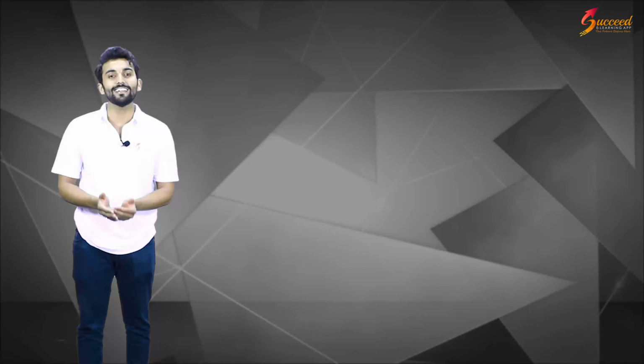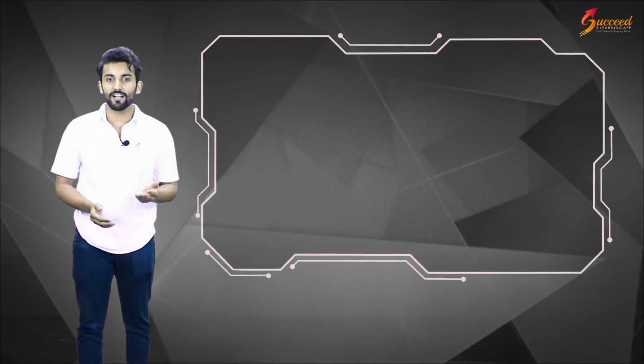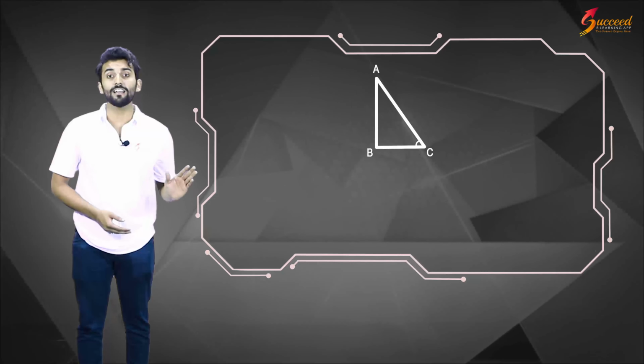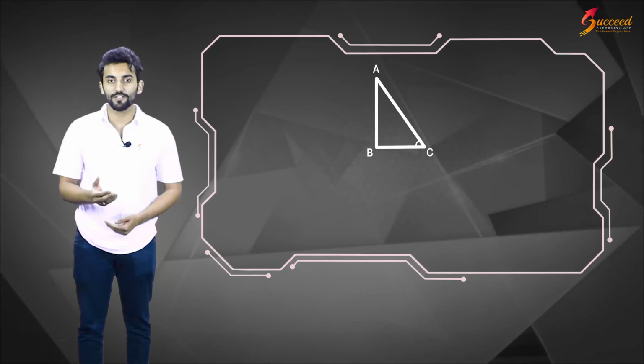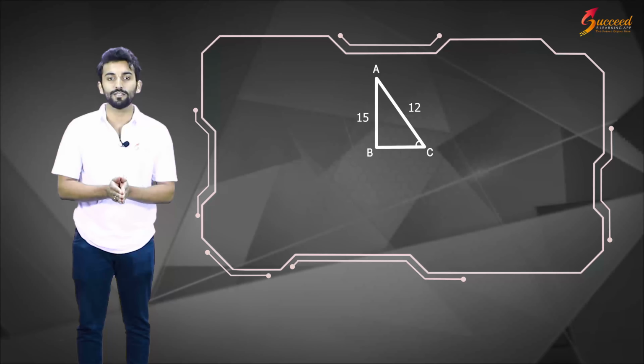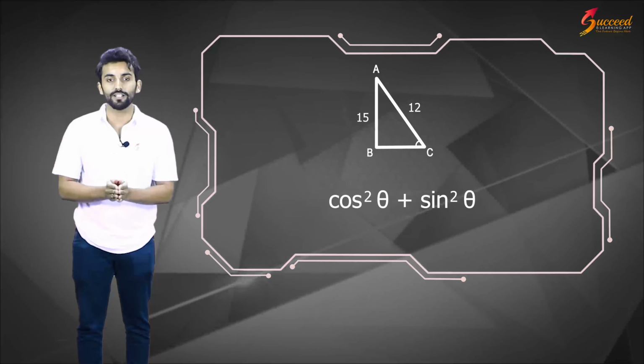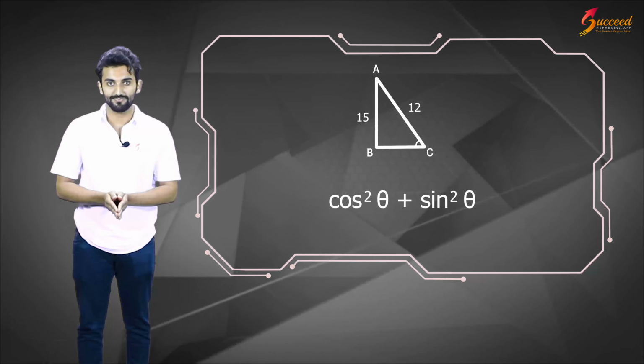Now, let us consider an example to understand the concept better. In triangle ABC, with right angle at C, in which AB is equal to 15 units, BC is equal to 12 units, and angle ABC is equal to theta. Determine the value of cos square theta plus sin square theta.